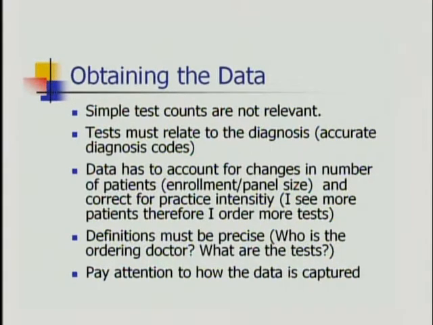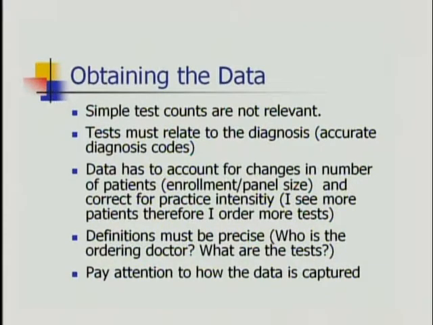So you also have to have accurate collection of this data, and you have to have accurate coding. The data has to account for changes in the number of patients or enrollment size, and it has to correct for practice intensity. Thereby, you sidestep the whole argument of "I see more patients, thereby I order more tests." Point number 2 sidesteps the argument, "Well, I order more tests because my patients are sicker." Well, you have a common denominator that gets around that argument. Definitions have to be precise. Who's the ordering doctor? What are the tests? And you have to pay attention to how the data is captured.